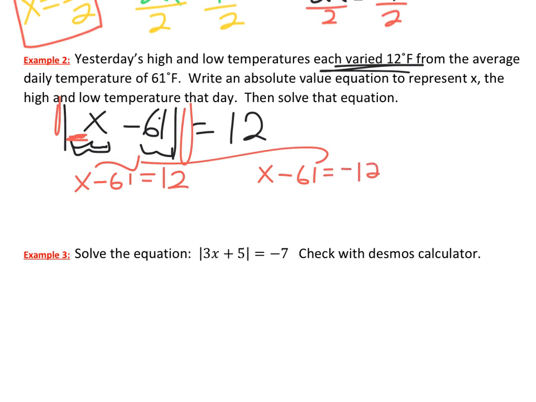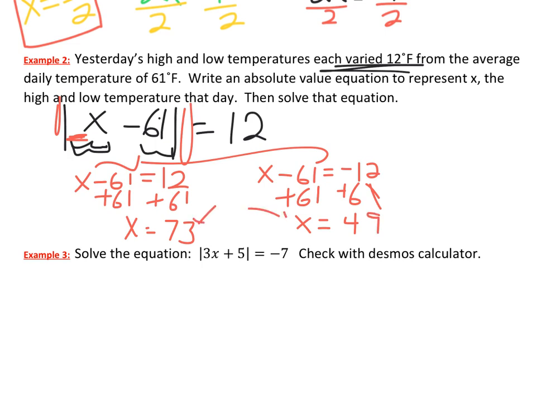To solve this, we're just going to add 61 on both sides. So we get x is equal to 73, or x equals, I think that's 49. Yeah, 49. So basically this tells us a high of 73 or a low of 49.